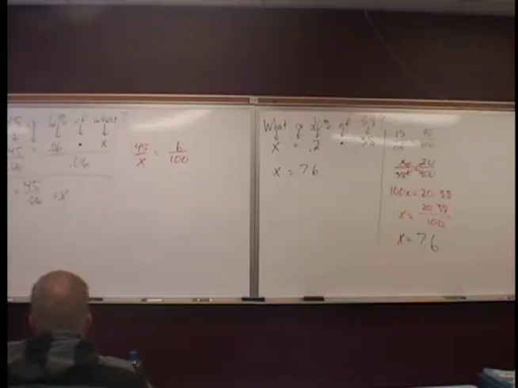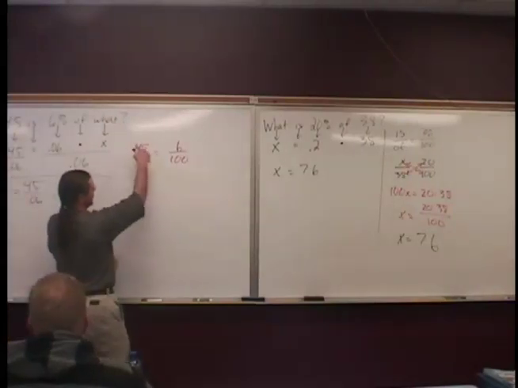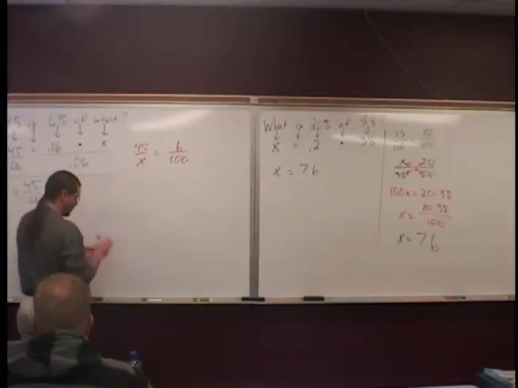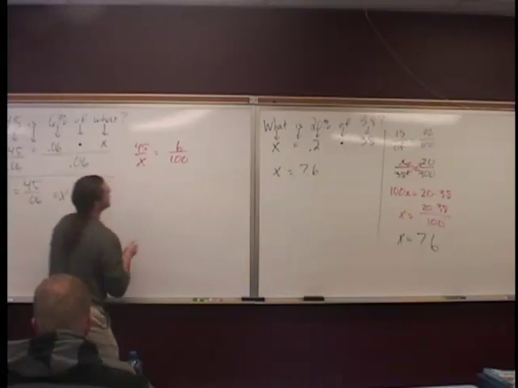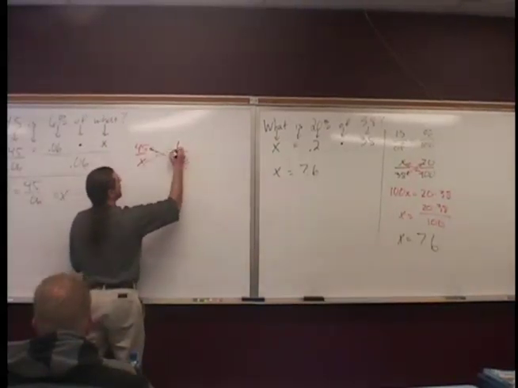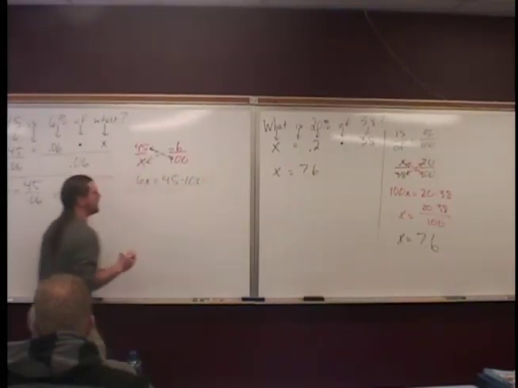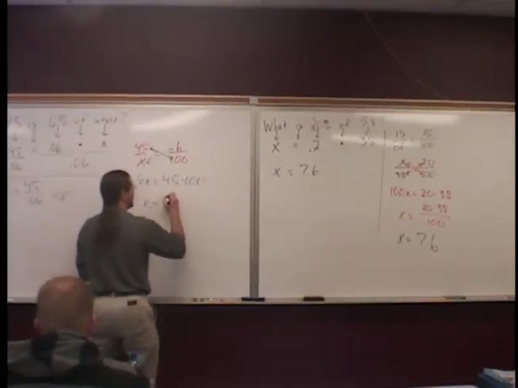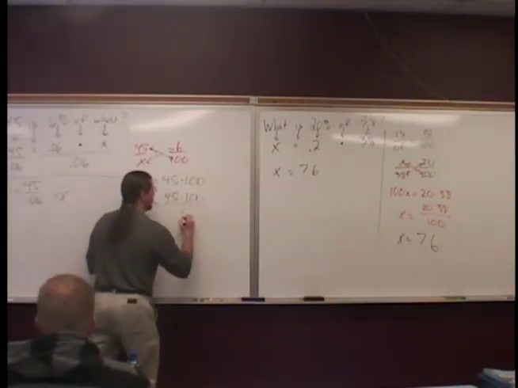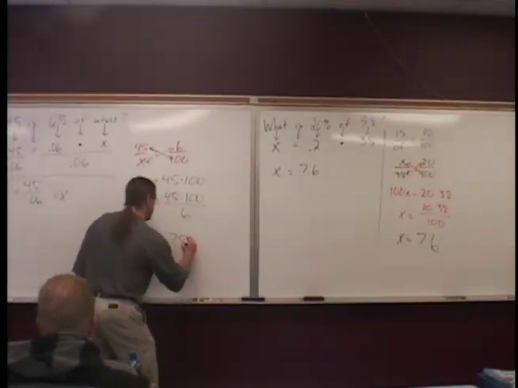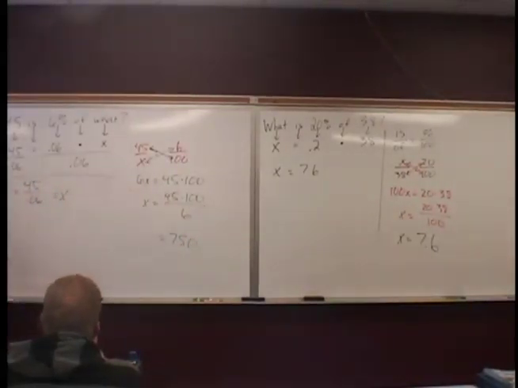And again, if you've been working with these sorts of things, you will immediately say, well, you take the product of these two and you divide by that one. I would rather you think of this as cross multiply and solve. 6x equals 45 times 100, and then to get x by itself, divide by 6, and nicely enough, that's going to give you the same answer. All right? Okay, so, not bad.